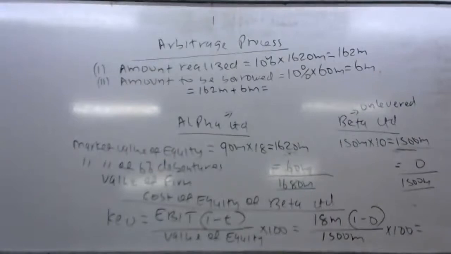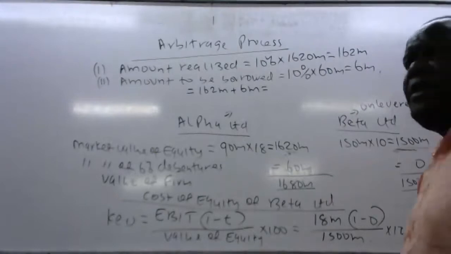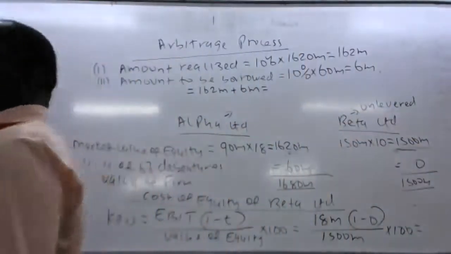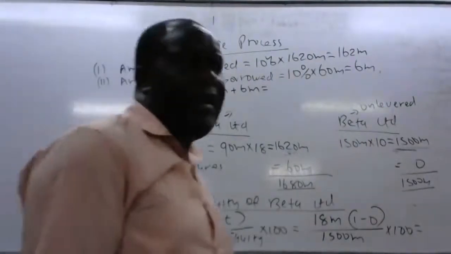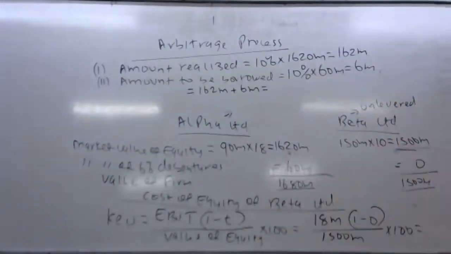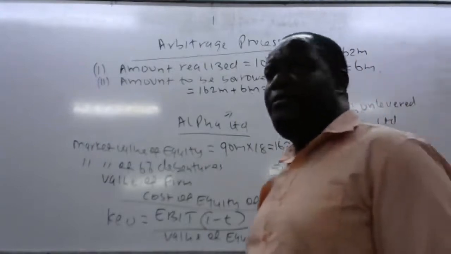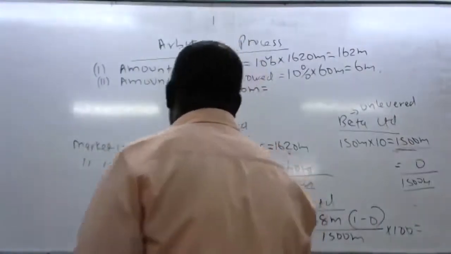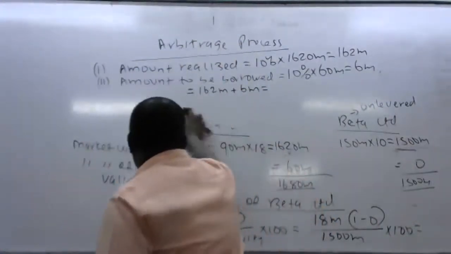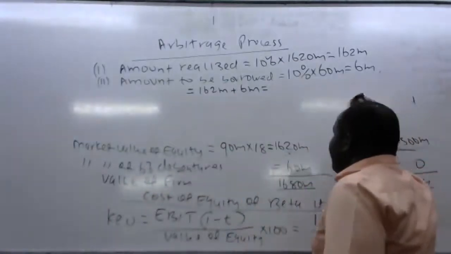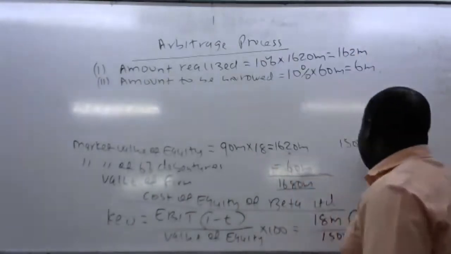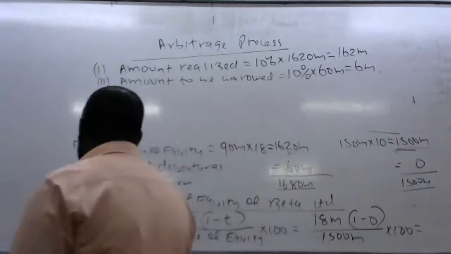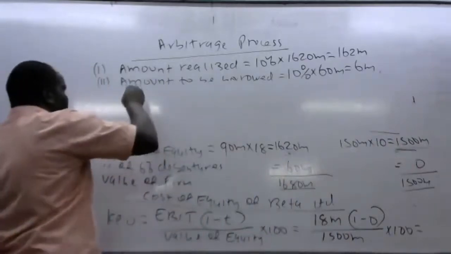Then now we got the step number 3. So step number 3, we note that he will then invest in the undervalued firm as follows. So he wants to invest in the undervalued firm. The undervalued firm is Vita Limited. So we start with amount available.